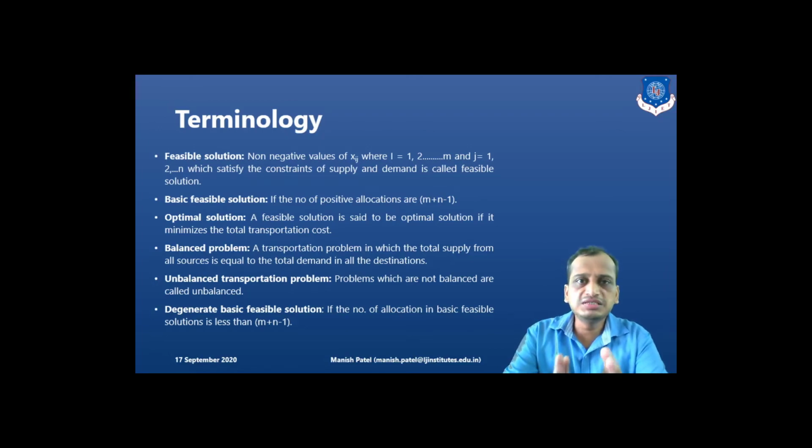What is a basic feasible solution? It has m plus n minus 1 positive allocations. What is m? m is the number of rows, and n is the number of columns in the transportation cost matrix.